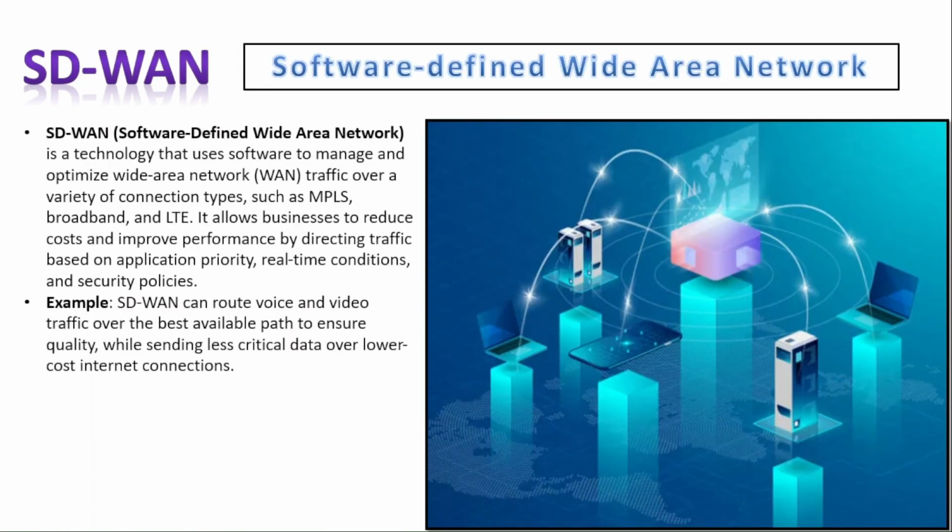SD-WAN, that is Software Defined Wide Area Network. So SD-WAN is a technology that uses software to manage and optimize wide area network, that is WAN, traffic over a variety of connection types such as MPLS, broadband, and LTE. It allows businesses to reduce cost and improve performance by directing traffic based on application priority, real-time conditions, and security policies. For example, SD-WAN can route voice and data traffic over the best available path to ensure quality while sending less critical data over low-cost internet connections.